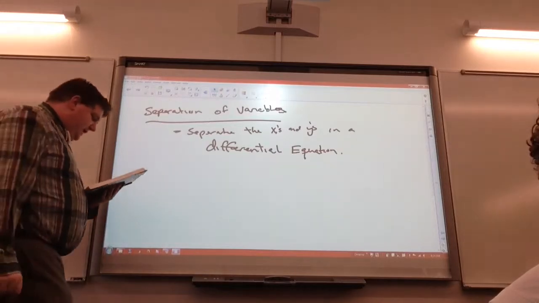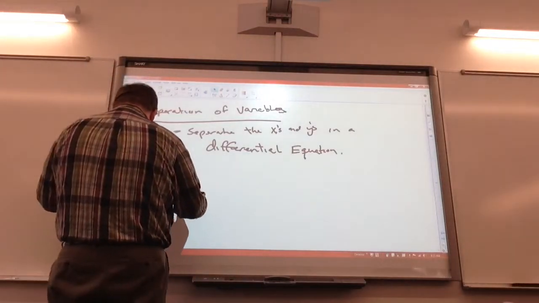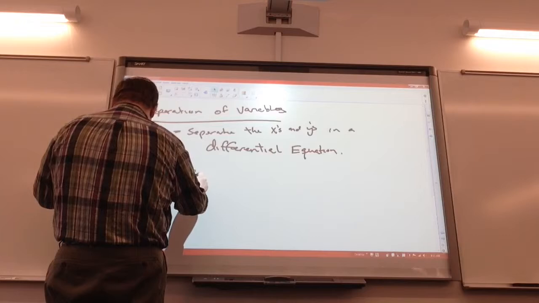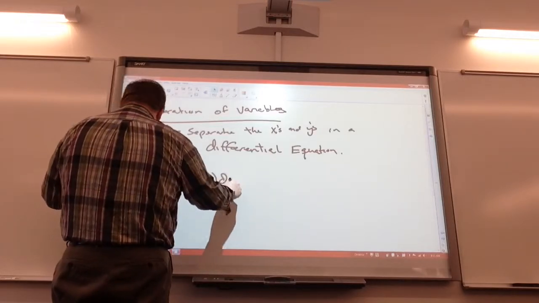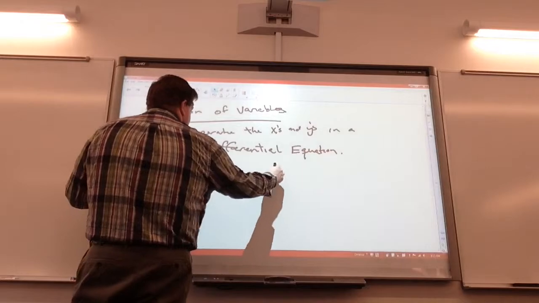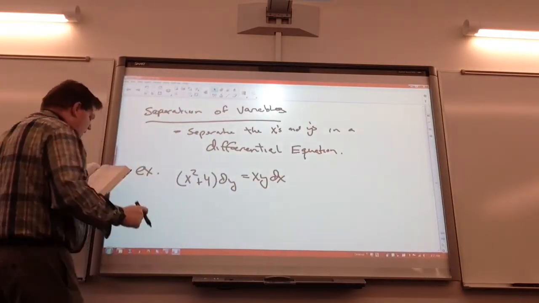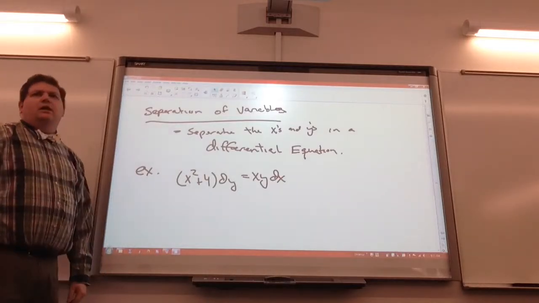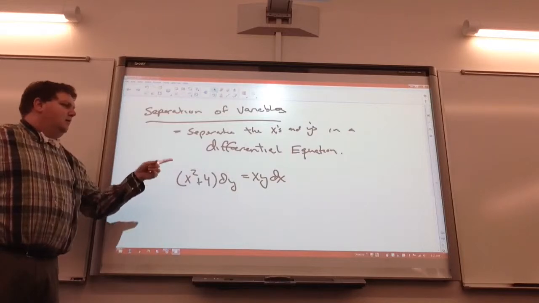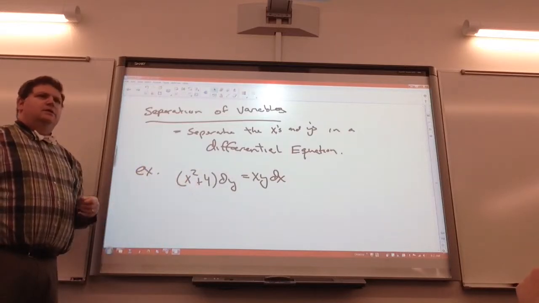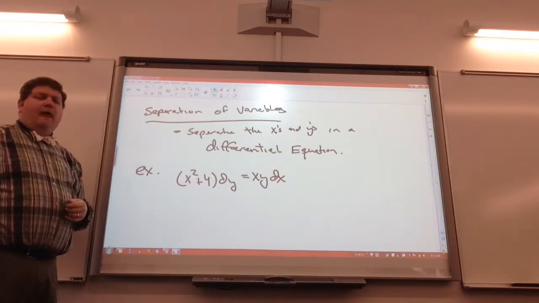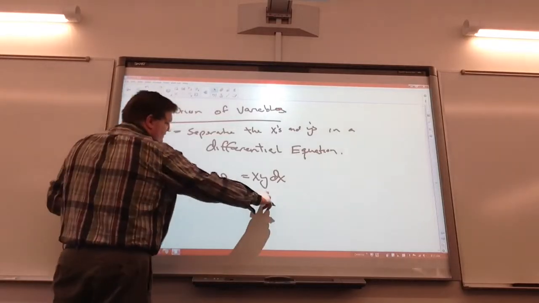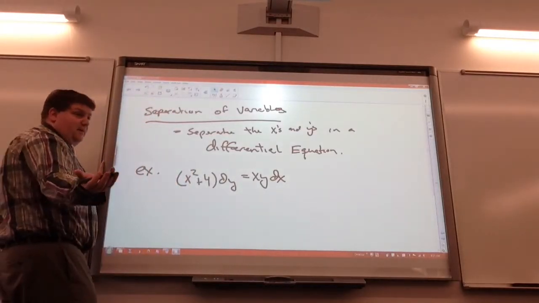For example, if I wrote up something like x squared plus 4 dy is equal to xy dx, that's not so clear-cut on what I'm supposed to do, right? You guys can probably figure it out. What do you think I'm going to do on this side over here? I can divide everything by x squared plus 4, right? Okay? And over here I can divide everything by y, and that will separate them, okay?